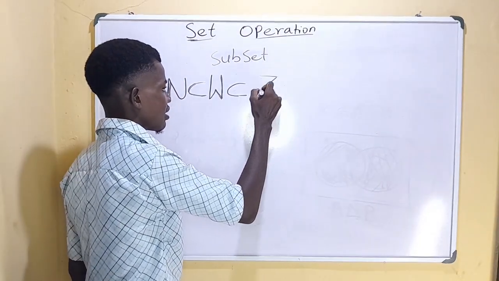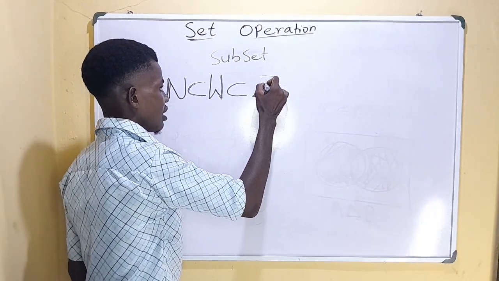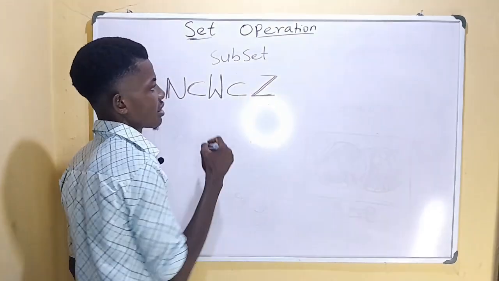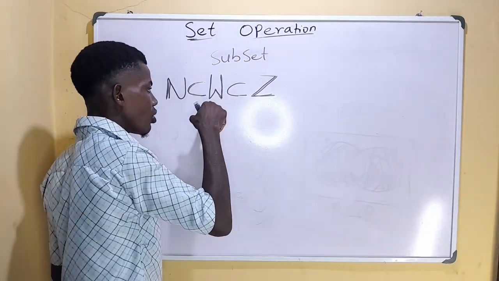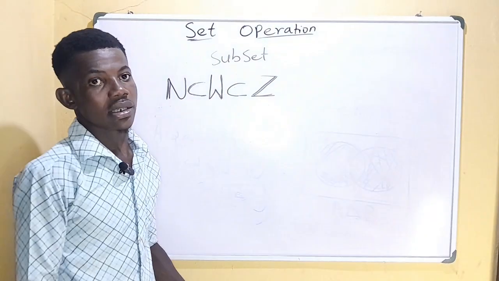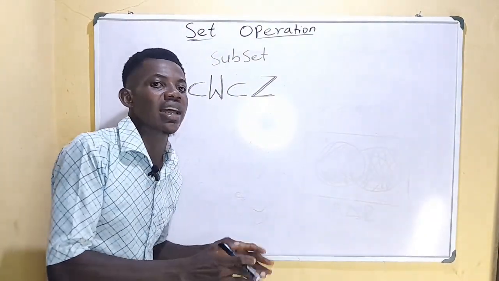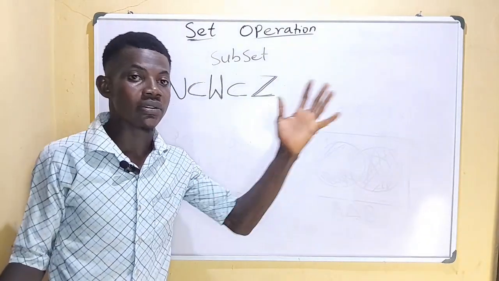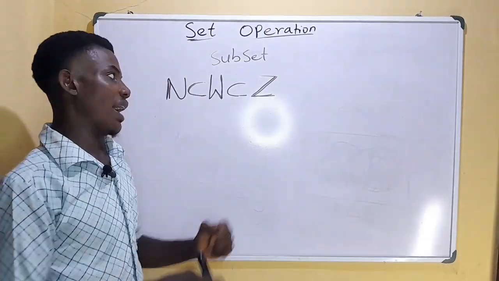Of integers. Whole numbers are a subset of integers. Remember that integers are whole numbers. The difference is that integers include negative and positive whole numbers.